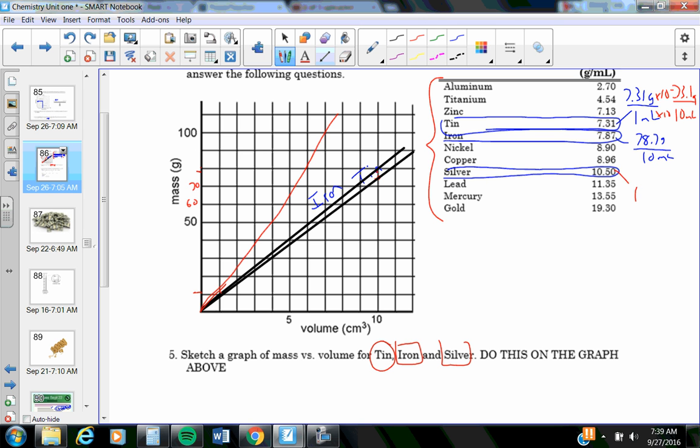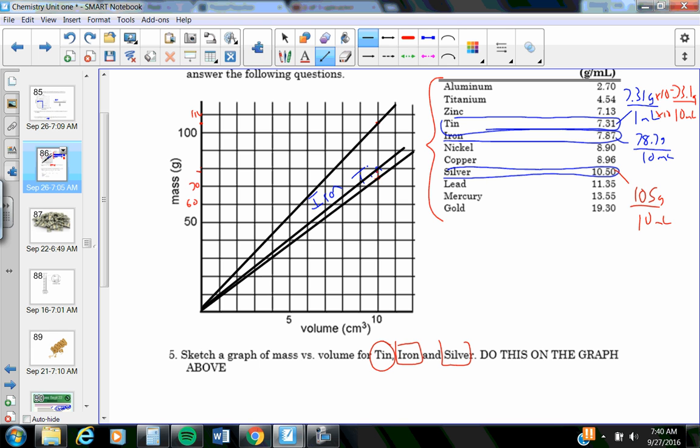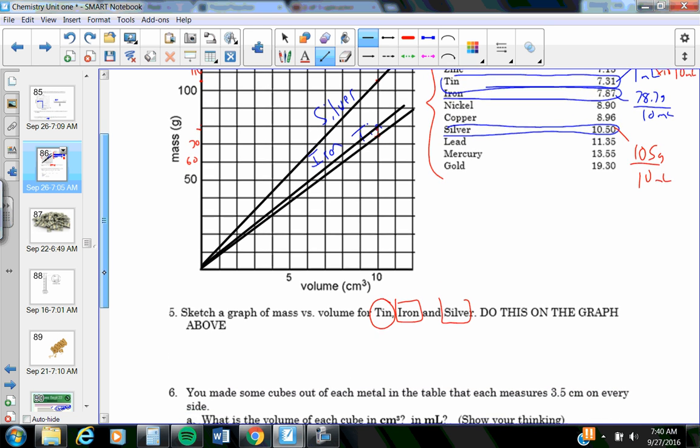10.5 times 10 is 105 grams for every 10 milliliters. So let me go up and make a point up here where it says 100, that would be 110, 105 meets 10 milliliters. So doing it with just the density probably didn't work out very well. If I project a point out there, I'm going to get a much more accurate look of where silver should be. I won't triple check them on the test, but using that trick to get a point further away from the origin is going to make you do a little better.